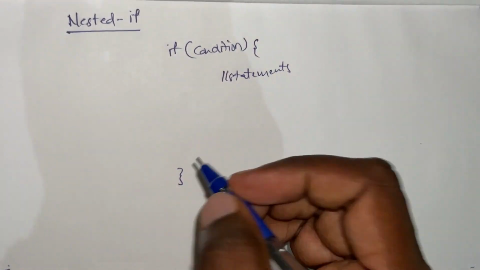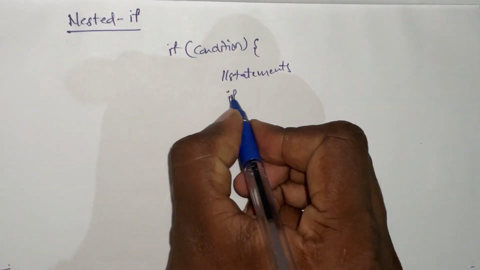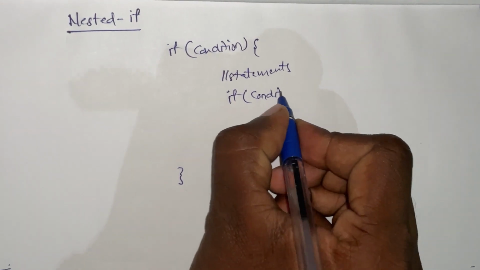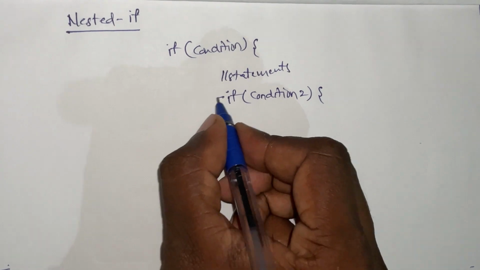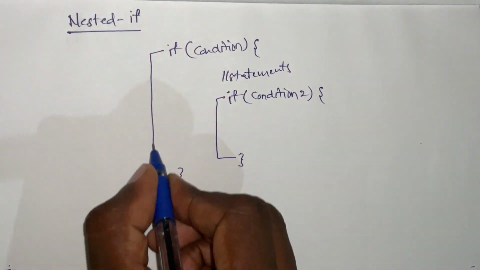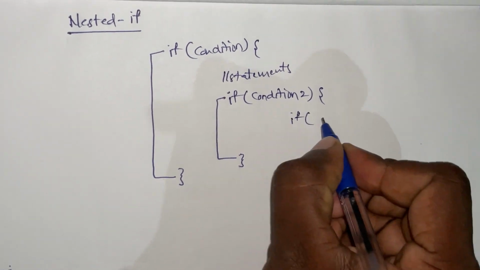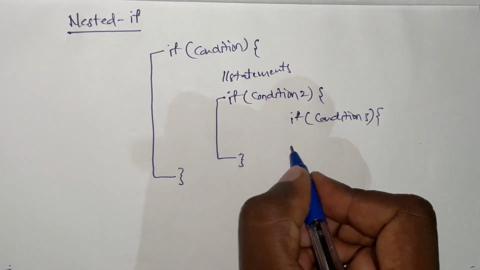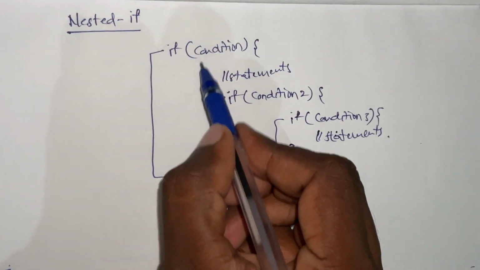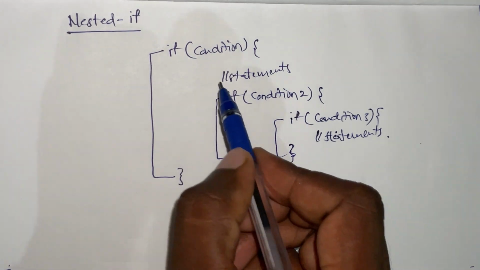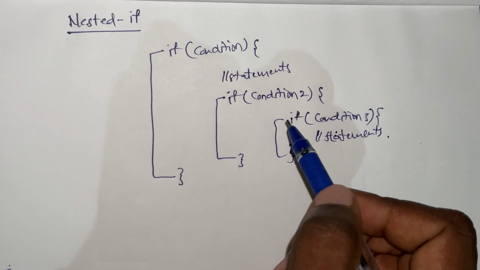So if we want to write another condition inside this if condition, like if condition 2 and open curly brace, closed curly brace, this is the outer if and this is the inner if block. If again we want to write another if condition inside if condition 2, if condition 3 and open curly brace and closed curly brace and the statements. This type of structure we will call a nested if condition. It is like an if condition inside an if condition, an if condition inside an if condition.